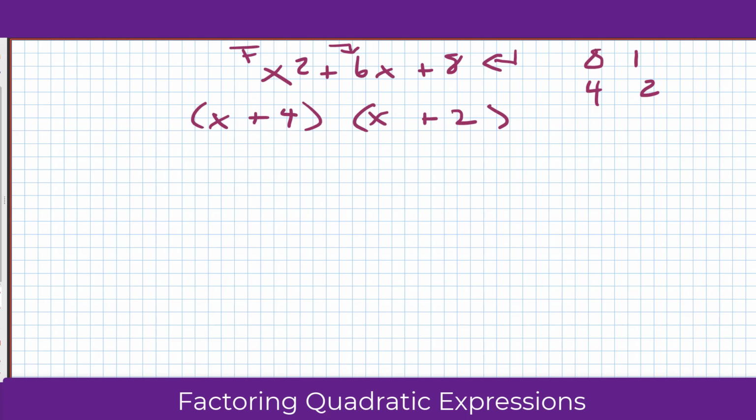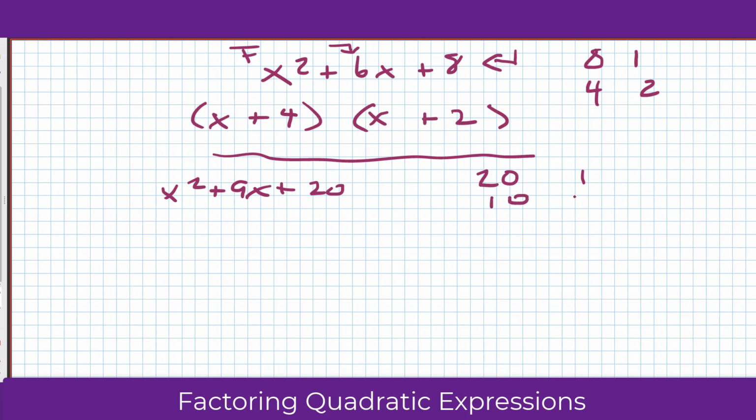So let's look at an expression, x squared plus 9x plus 20. Let's look at the factors of 20, and we're going to find two factors of 20 that, when you add them together, you get positive 9. Well, we have 20 and 1, 10 and 2, and then 5 and 4. 20 plus 1 is 21. That's not going to get us there. That's not either. But 5 and 4 get us there.